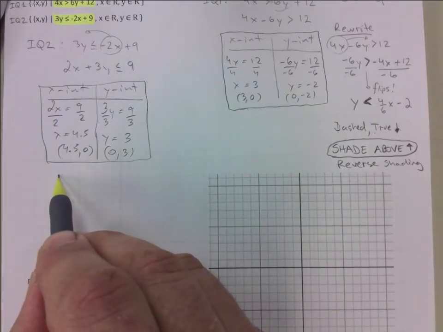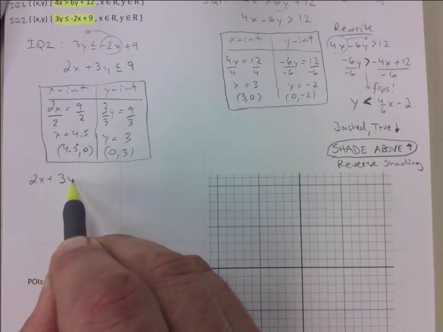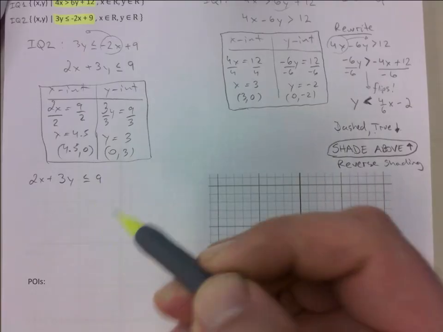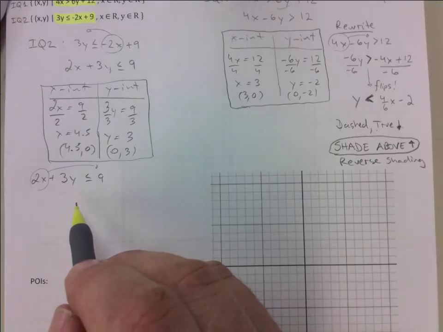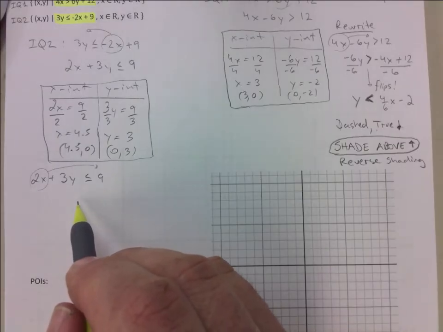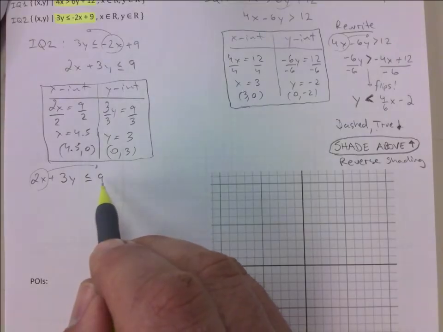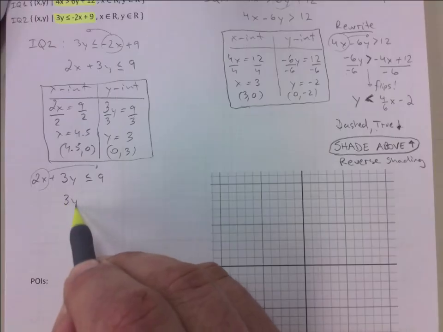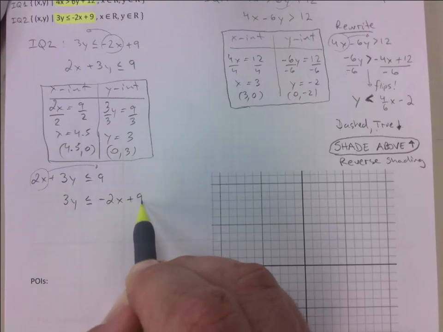Rewrite. Let's do the whole thing. 2x plus 3y is less than or equal to 9. I'm going to bring the 2x to the other side. But Mr. Dixon, you just brought it over to the left earlier. Yes, once I clean up, I put my x's and y's on one side, number on the other. And it's 3y is less than or equal to -2x plus 9.